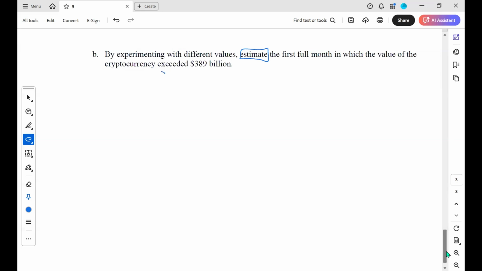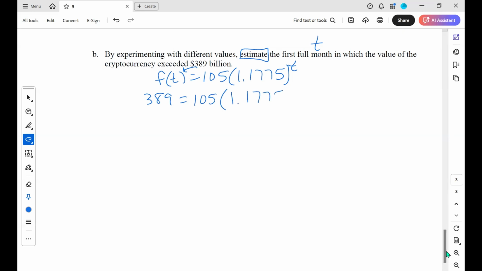All right, so we have our general function, f of t equals 105 times 1.1775 to the t from up above. And I'm just pulling that back in. It says estimate the first full month. Keep in mind, t is your months in which the value of the cryptocurrency exceeded 389 billion. So the 389 billion is our f of t in this case. So we're going to have 389 equals 105 times 1.1775 to the t power.